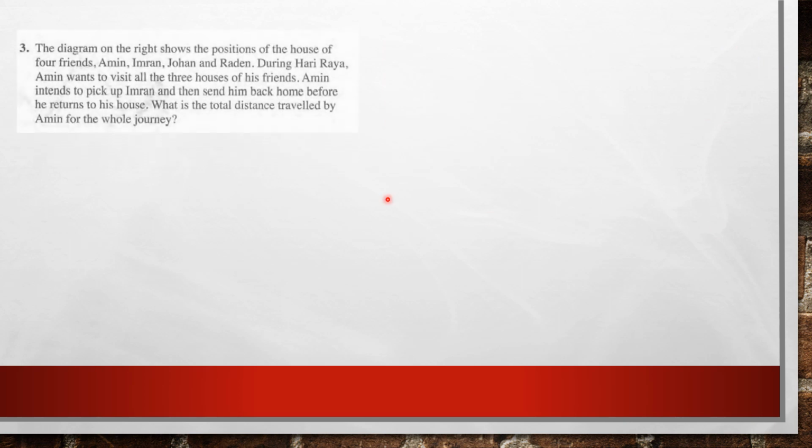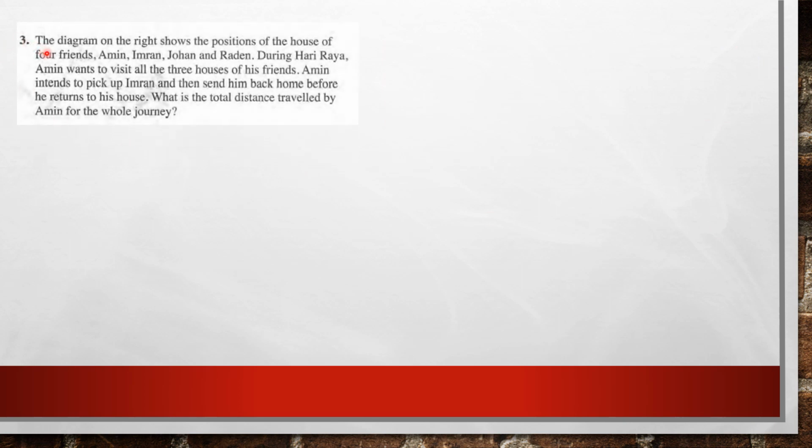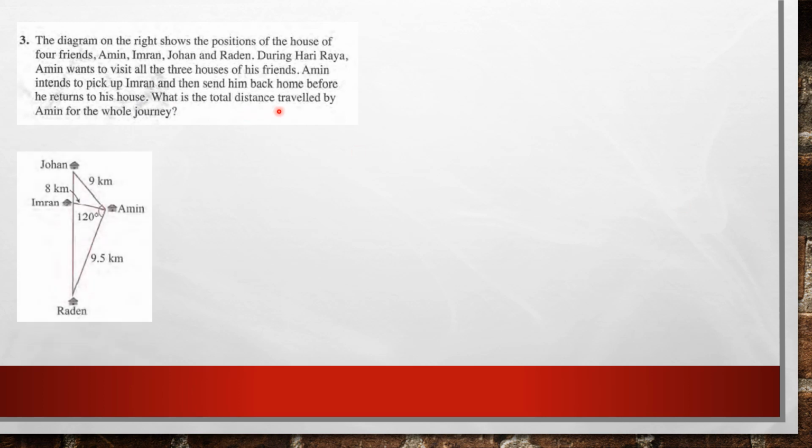Okay, next we look at question number 3. The diagram on the right shows the positions of the houses of 4 friends: Amin, Imran, Johan, and Radin. During Hari Raya, Amin wants to visit all the 3 houses of his friends. Amin intends to pick up Imran and then send him back home before he returns to his house. What is the total distance traveled by Amin for the whole journey?